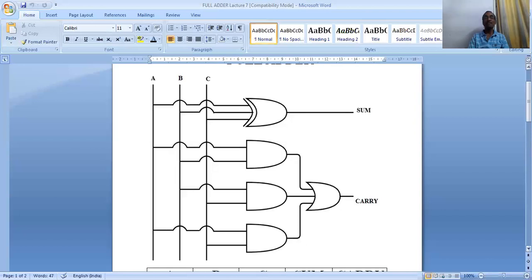Here it changes. C equal to 1, A equal to 1. Output of third AND gate is 0. Now, 3 inputs of the OR gate are 0 plus 1 plus 0. Therefore, carry is equal to 0 plus 1 plus 0. The output of the OR gate is 1. Therefore, carry equal to 1. Understand? Next.